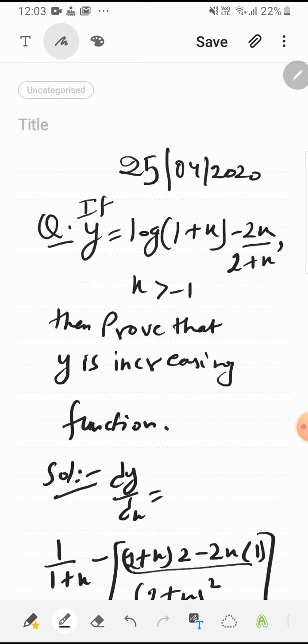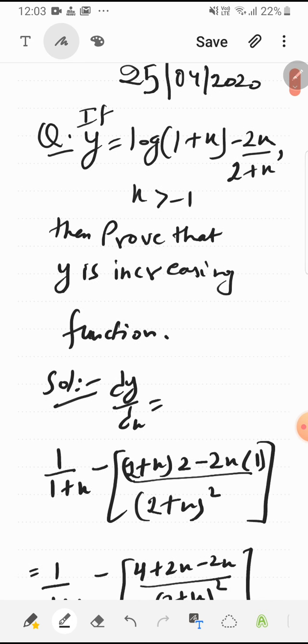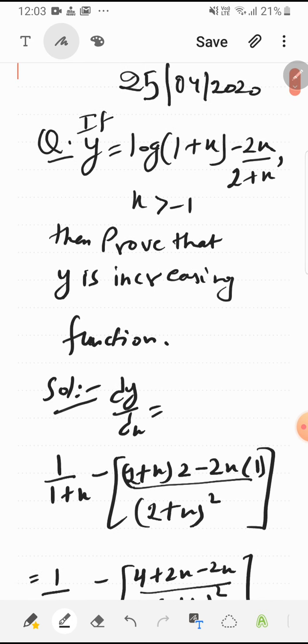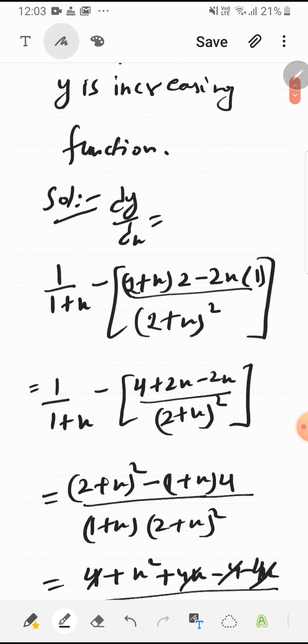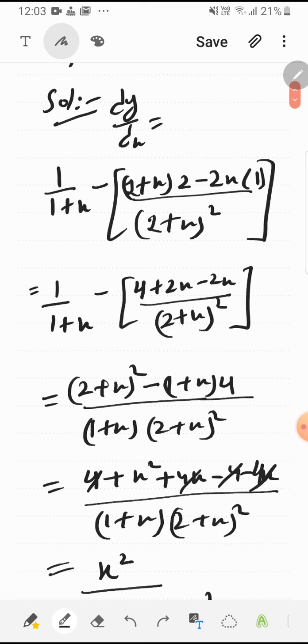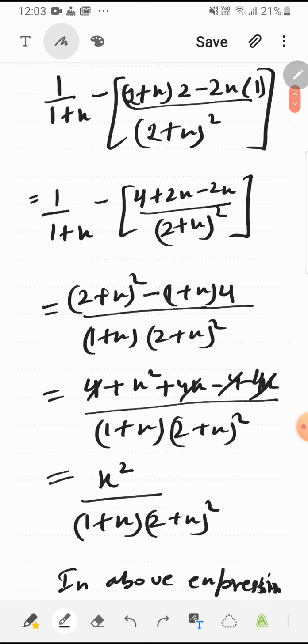Now, the first step is very obvious. We will take the derivative. The derivative of log of (1 plus x) is 1 upon 1 plus x, and 2x upon 2 plus x can be differentiated with the quotient rule. After simplification it becomes 1 upon 1 plus x minus (4 plus 2x minus 2x), such that 2x can be cancelled. Now we can take the LCM, so that after opening the bracket we are left with x square upon (1 plus x) into (2 plus x) whole square.